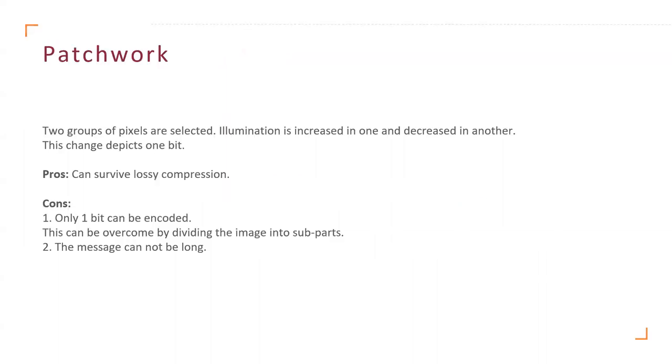So let's look at the first one, which is patchwork. Patchwork basically means a lot of redundancy. Two groups of pixels are selected, and illumination in one of them is increased and in the other one it is decreased. So this change in illumination in these patches depicts one bit.